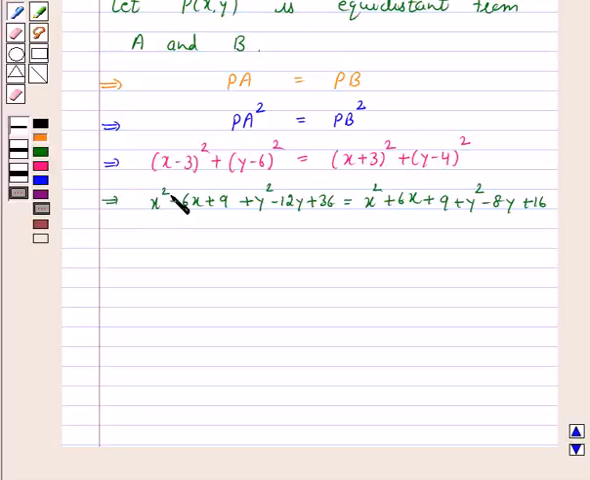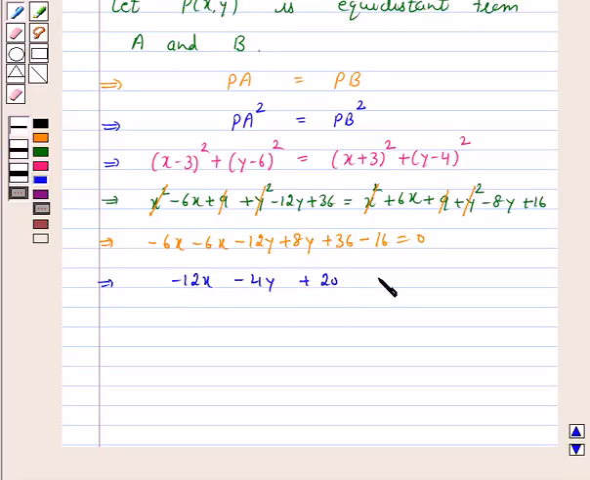Now we can cancel out the same terms: x square with x square, y square with y square, and 9 with 9. So we are left with minus 6x minus 6x minus 12y plus 8y plus 36 minus 16 is equal to 0. This implies minus 12x minus 4y plus 20 is equal to 0. Divide this equation by minus 4. We get 3x plus y minus 5 is equal to 0.